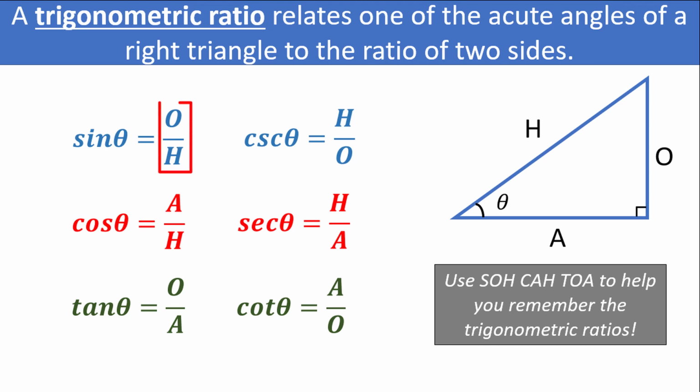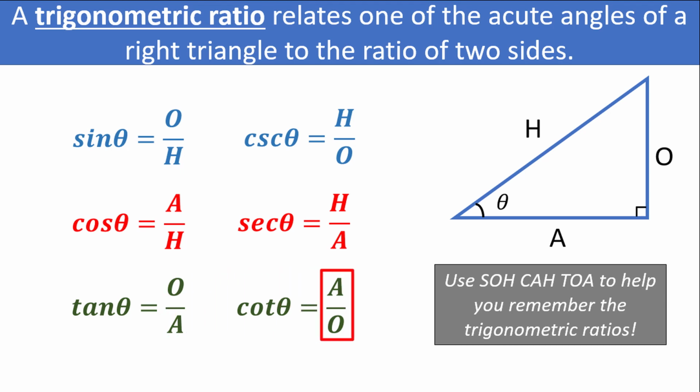Sine is opposite over hypotenuse, so the reciprocal function of cosecant is hypotenuse over opposite. Cosine is adjacent over hypotenuse, so the reciprocal function of secant is hypotenuse over adjacent. Tangent is opposite over adjacent, so the reciprocal function of cotangent is adjacent over opposite.